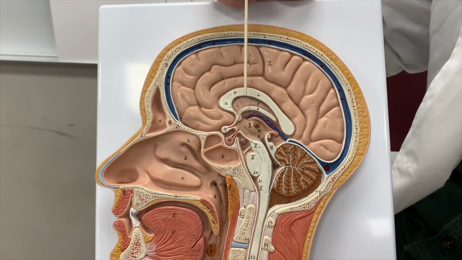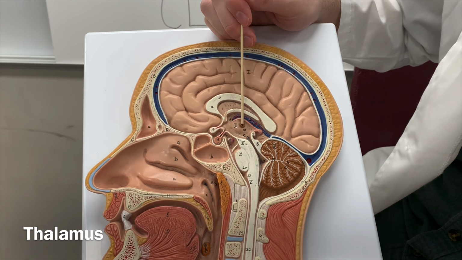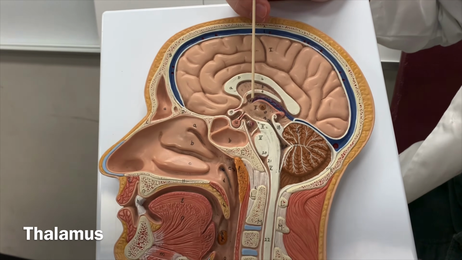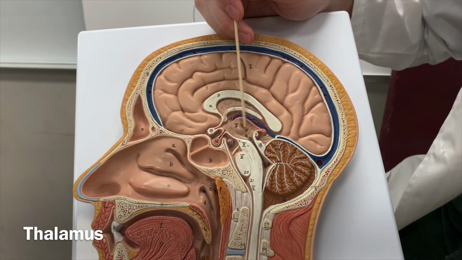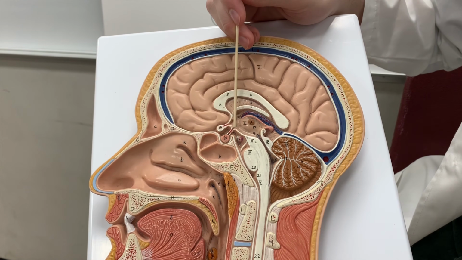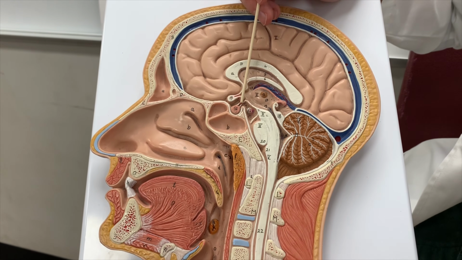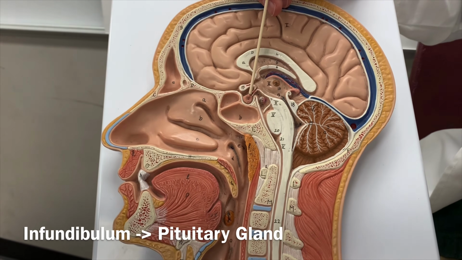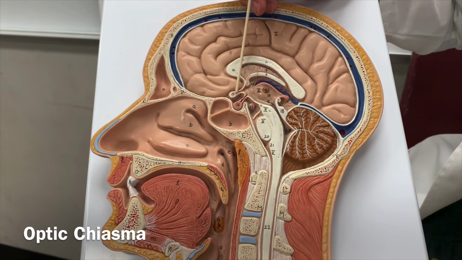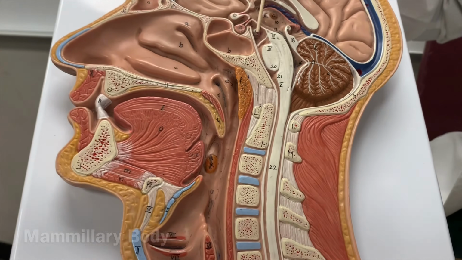Then you have your thalamus, which is going to be this part right here with this little bump. This little bump's called the intermediate mass, or the interthalamic adhesion, if you want to be fancy about it. But this whole thing right here is called the thalamus. And then this little indentation going off the thalamus is going to be your hypothalamus. And this little tube is going to be your infundibulum, which leads to your pituitary gland. And then this part right here is your optic chiasma. So this is where some of your optic nerves are springing over here. And then your mammillary body is going to be this right here.